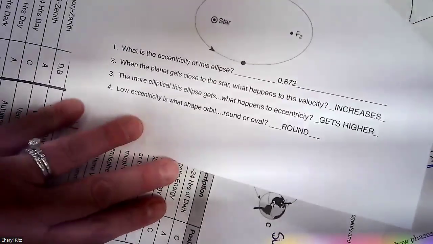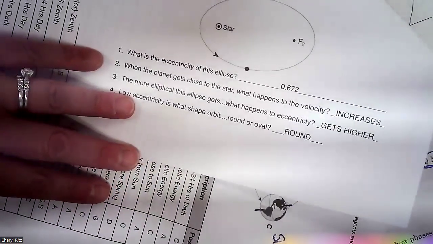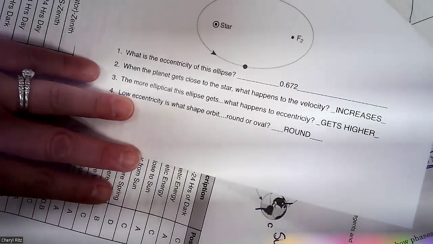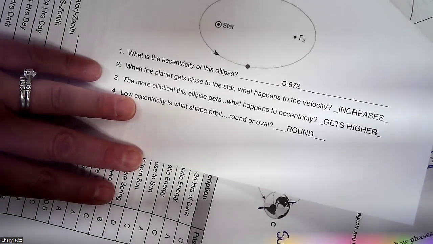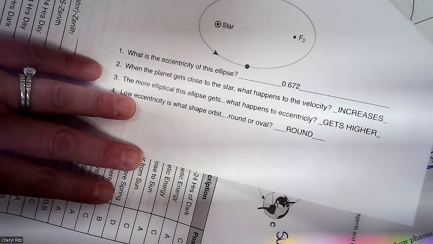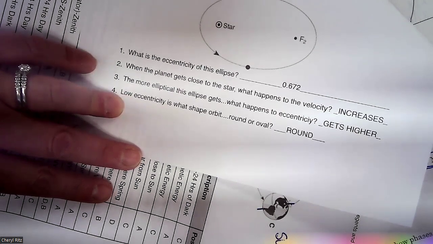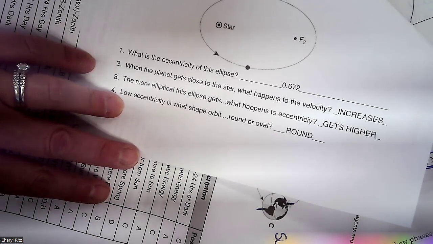And finally, eccentricity. So this really covered everything that's going to be on that test tomorrow. You might have a slightly different answer than mine, 0.672. What happens to the star's velocity as it gets closer? It increases. The more elliptical it gets, so the more oval it gets, the eccentricity will get higher or closer to 1. And a low eccentricity means it's round.